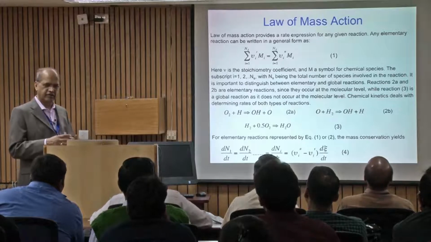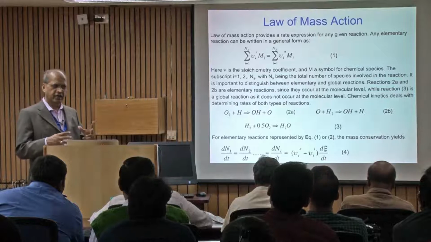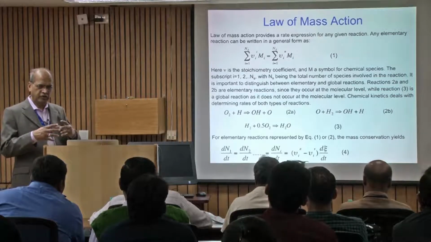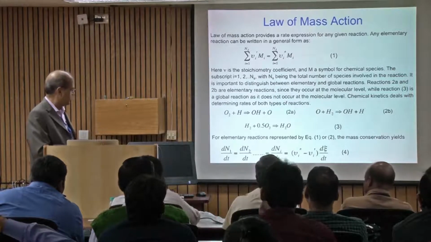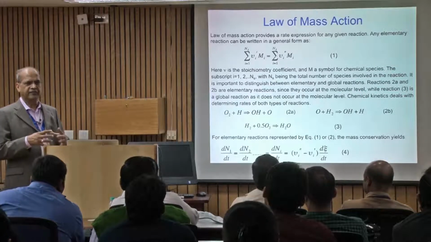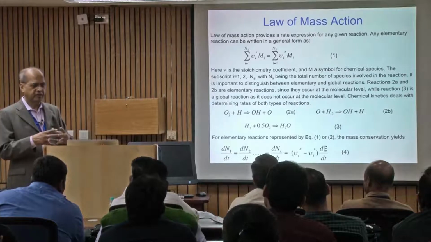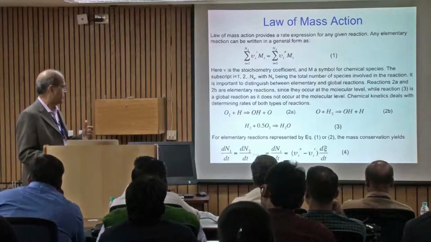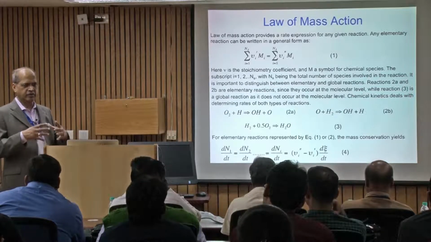H atoms are randomly moving, and during that random motion they collide. Some of these collisions result in reaction, producing OH and O. Those collisions have to be energetic enough. For example, if you increase the temperature, the collisions become more energetic because the molecules are moving faster. So this activation energy is the barrier they have to cross.